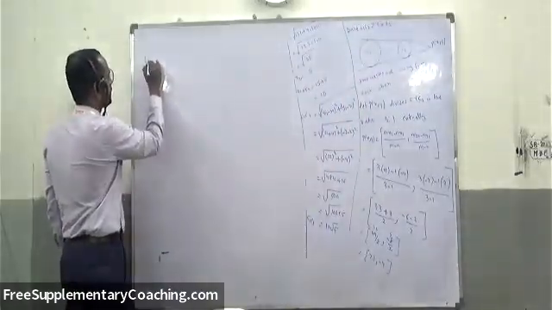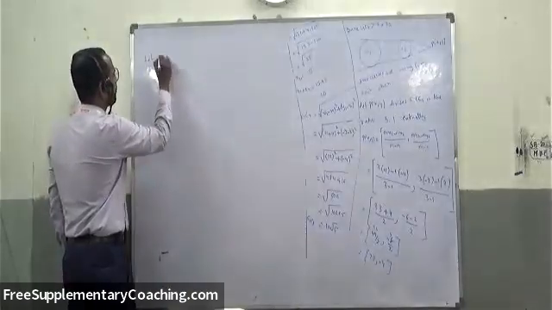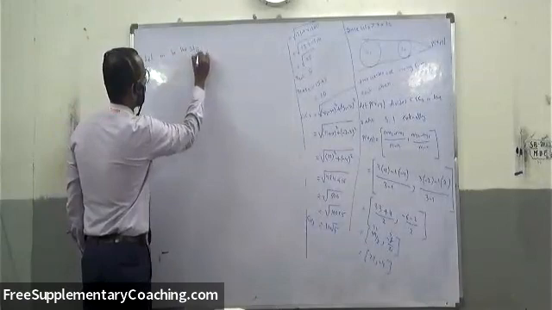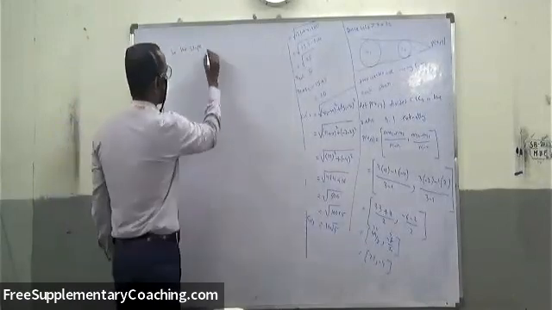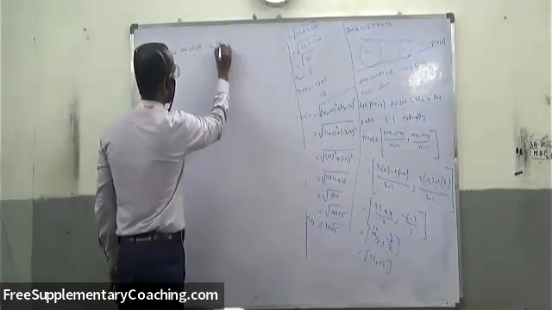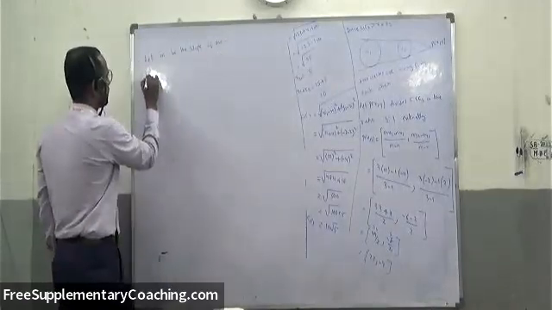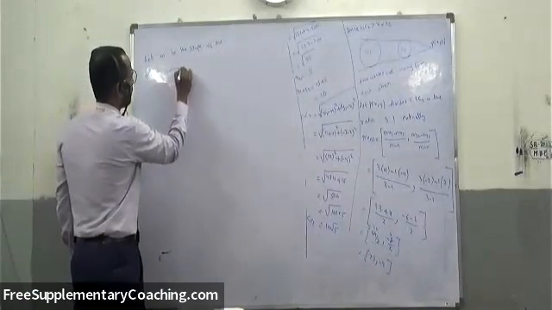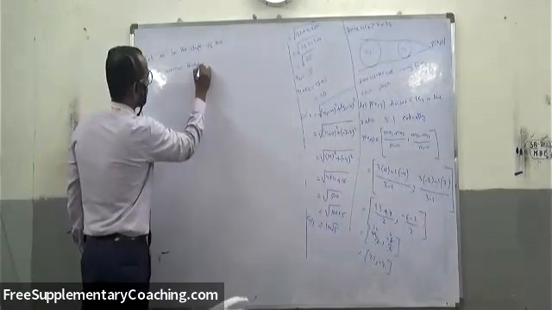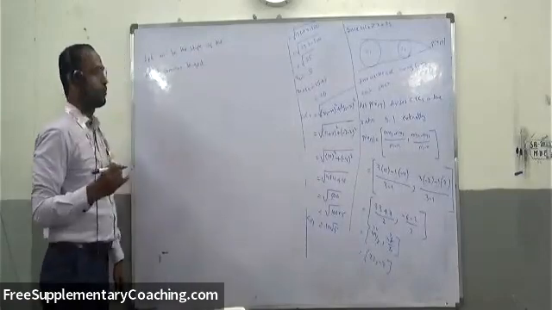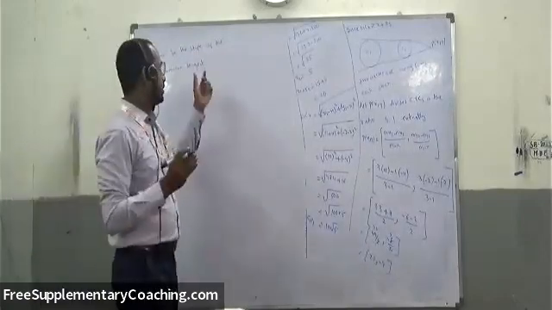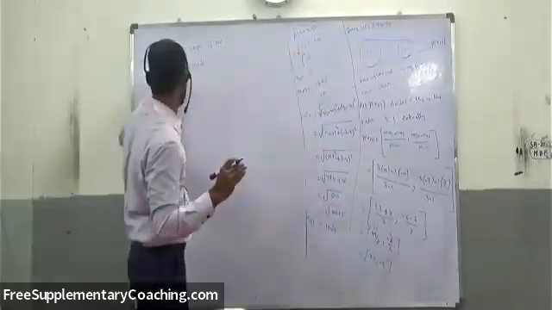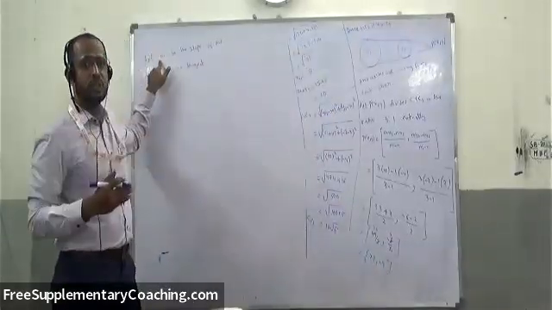Let m be the slope of the direct common tangents. Okay, m is the slope of the direct common tangent. If one point is given to us and we are taking slope m, then what is the equation of the direct common tangent?